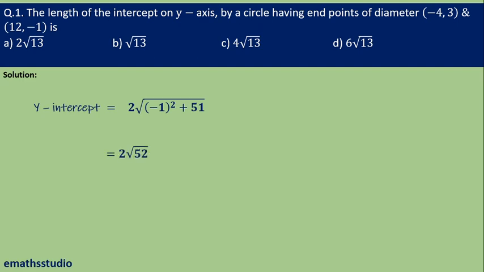Now we just have to follow some simplification. So 52 inside the root can be written as 4 into 13. The 4 has square root 2. So it becomes 2 into 2 root 13, which becomes 4 root 13. So we got the answer, and that is option C.